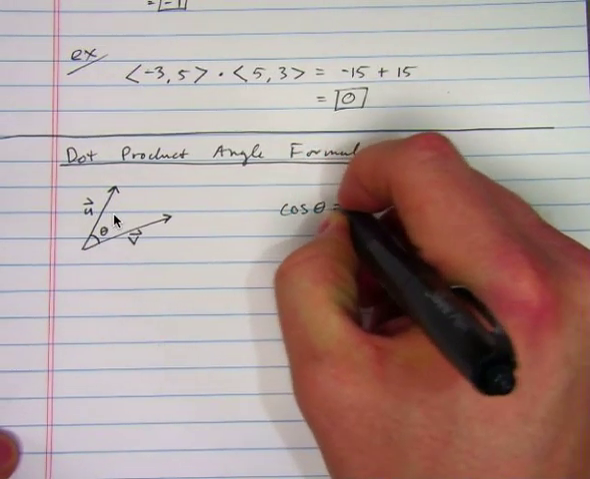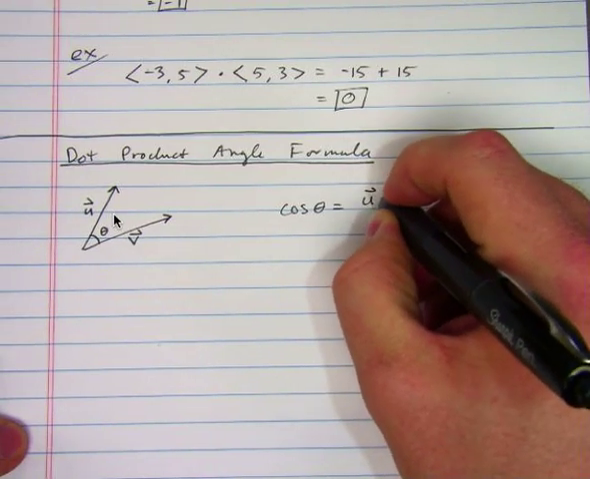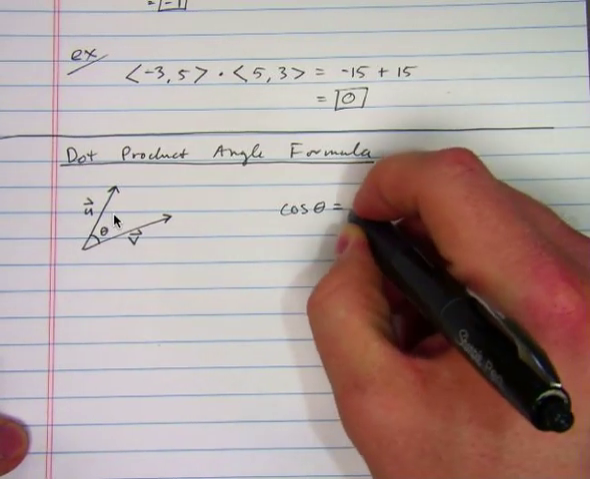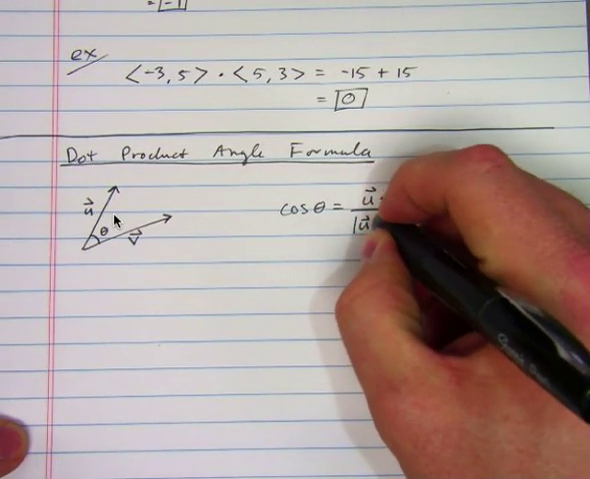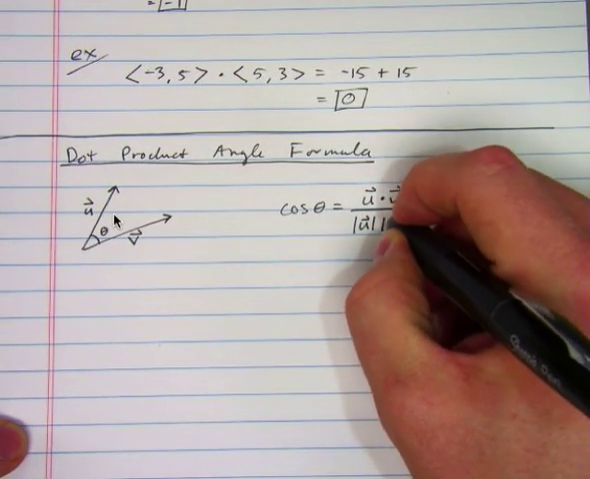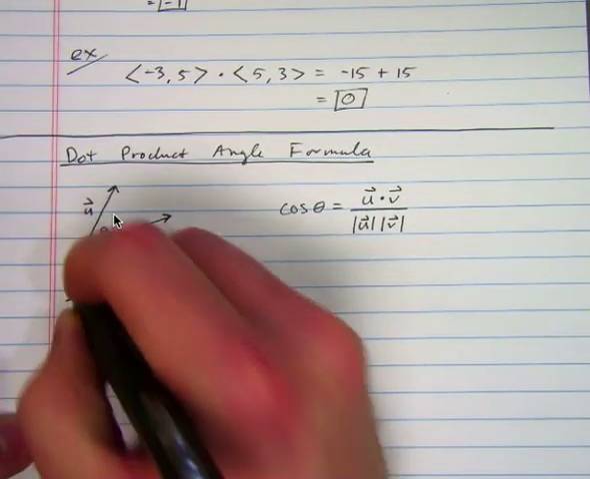Cosine of theta on one side. On top, we are going to dot product our vectors. And on bottom, we do the magnitude of each of them multiplied together. And it's really not that bad. So let's do an example.